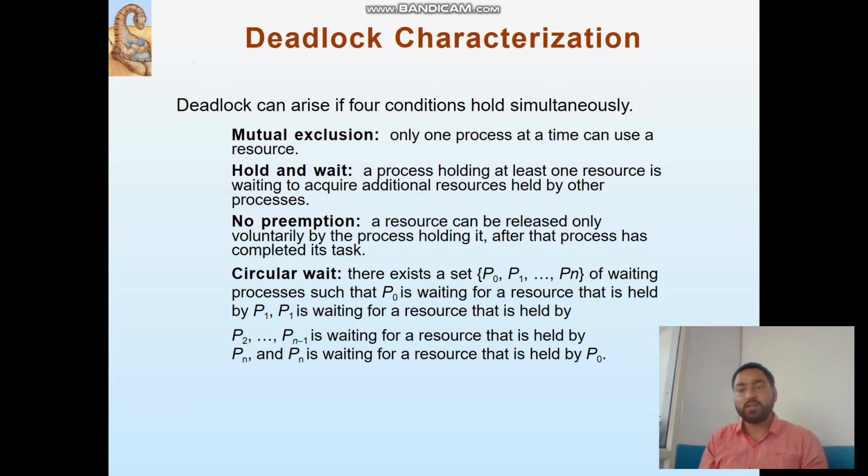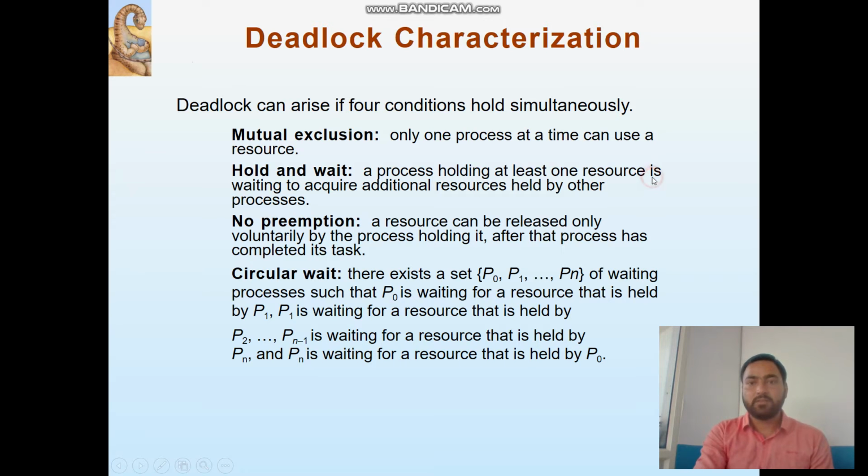So no single condition alone can lead to deadlock. These four conditions that we have discussed, mutual exclusion, hold and wait, no preemption, and circular wait, when they happen simultaneously in the system, it is the condition of deadlock.